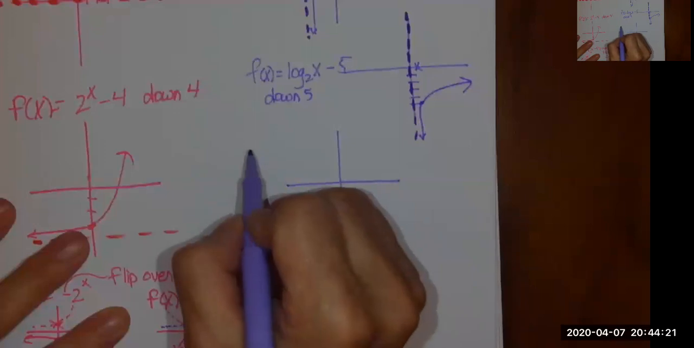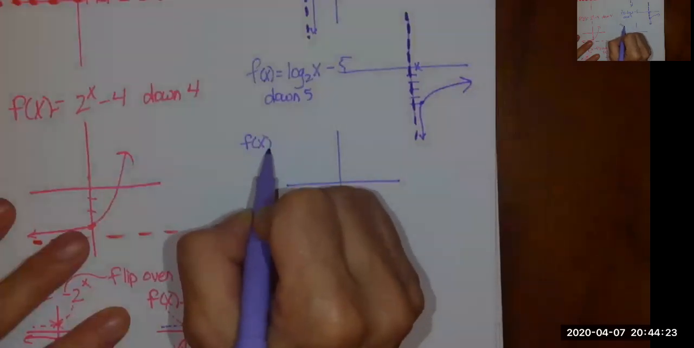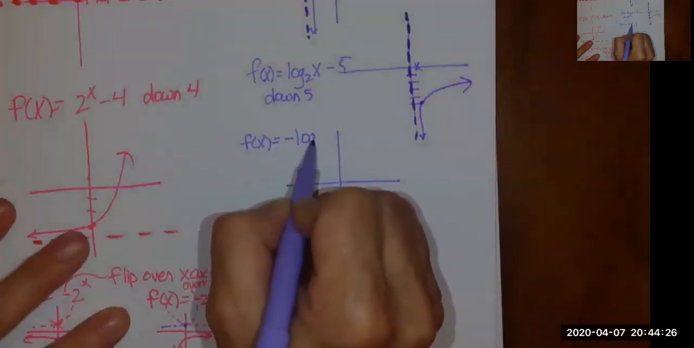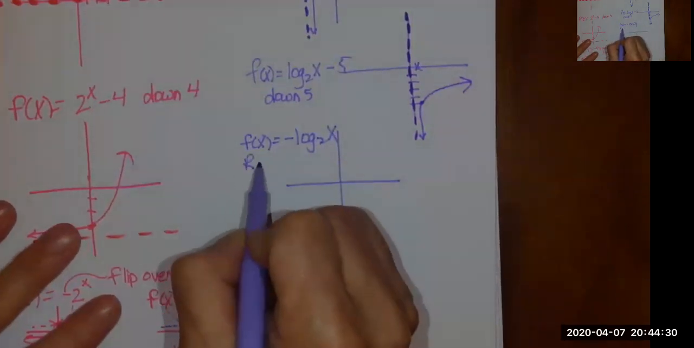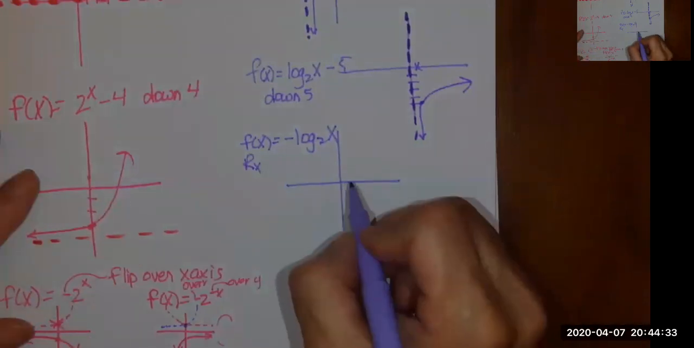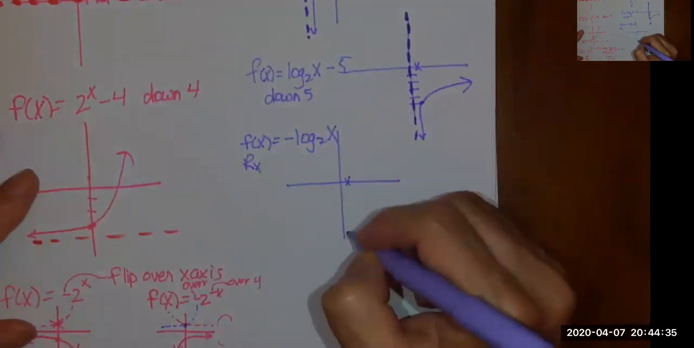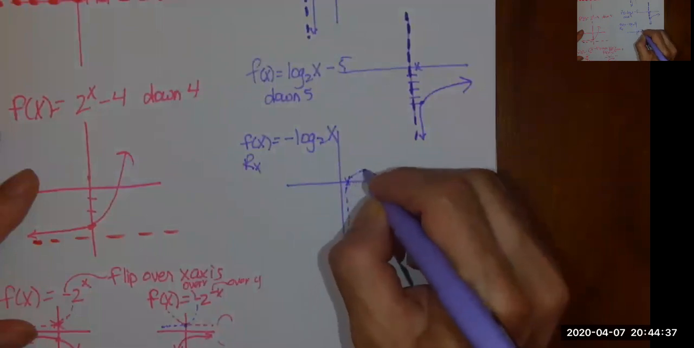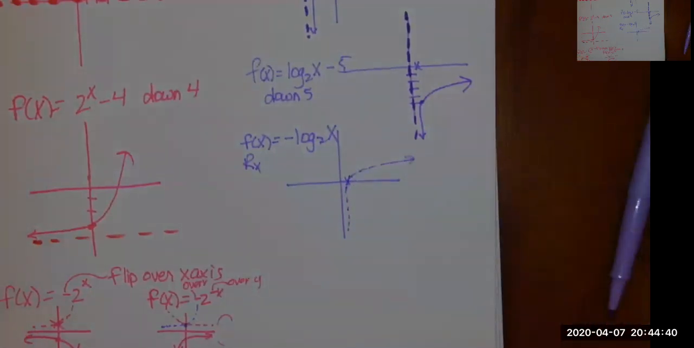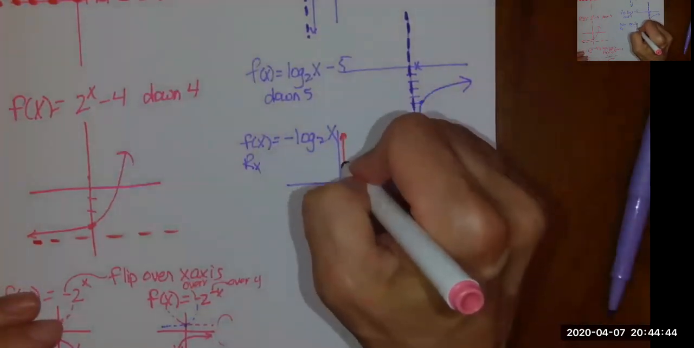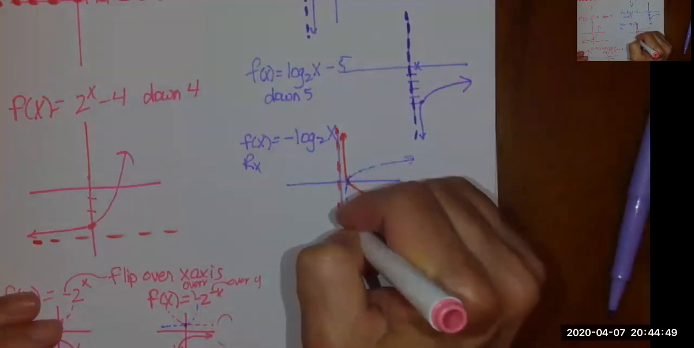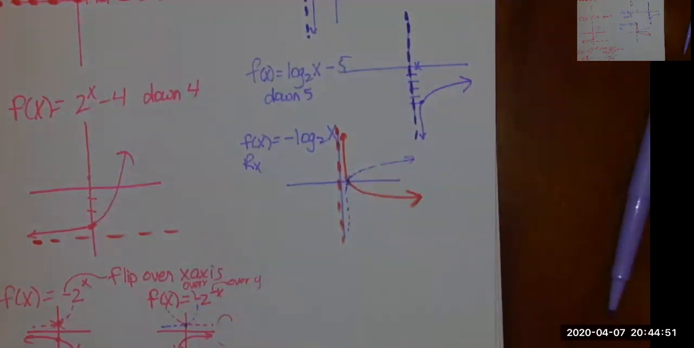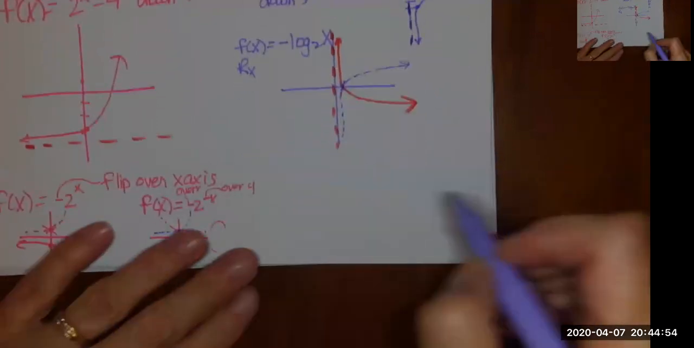What about negative log x? So this means it's reflected in the x-axis, so it's upside down. So my log, the one I'm supposed to draw, the parent, looks like that. So if I flip that upside down, it's going to look like that, right? Of course, I still have an asymptote there, but this was the parent, and then here's my new one.